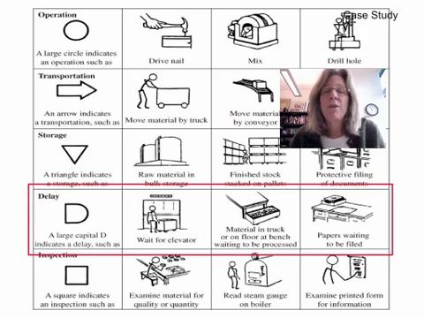The next is delay, represented by this big D. And this is actually the one that you want to be looking at most carefully to see if there's any ways in which you can eliminate the delays. This and the transportation probably are the ways in which industrial engineers try to look for improvements. So this can be waiting for an elevator, material in a truck waiting to be processed, papers waiting to be filed. There's a lot of ways in which you will be waiting that you want to be looking at.